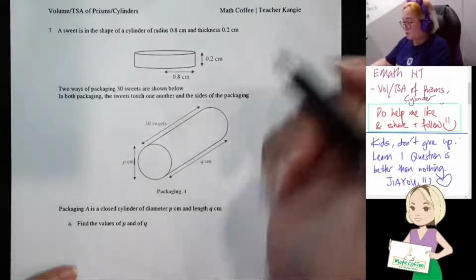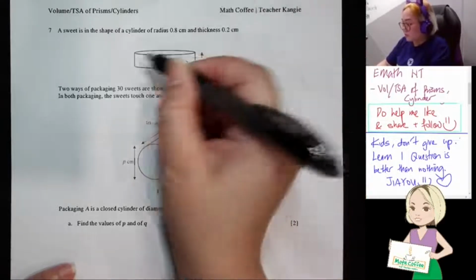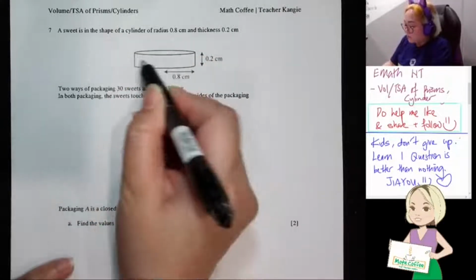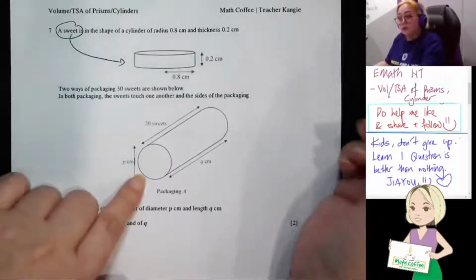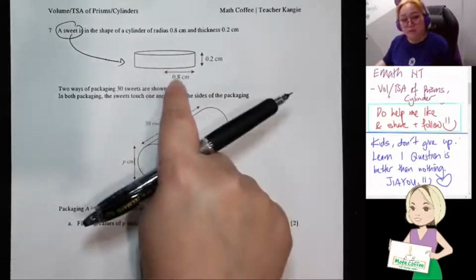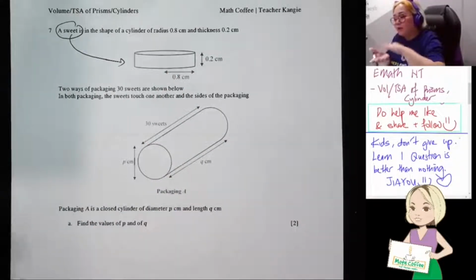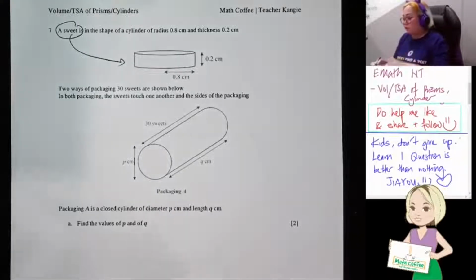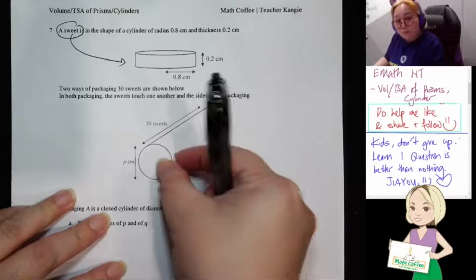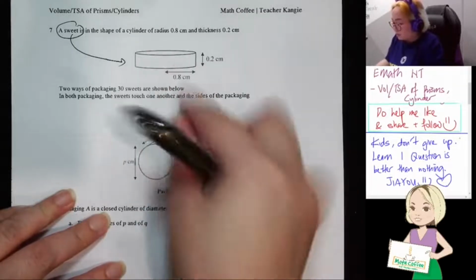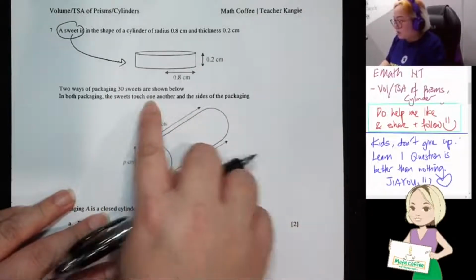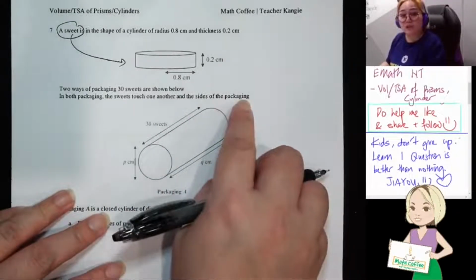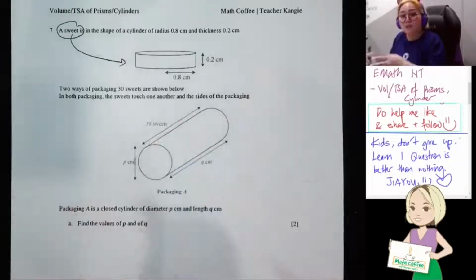In case you cannot visualize, let me tell you, this is one sweet. Although Mentos is not in the shape of this one, just imagine it's a Mentos sweet, a flat one. So it is actually put into here, and they say they can put 30 sweets. They say that the sweets touch one another and also touch the side. Why do they have to say this? It means it's fitting.